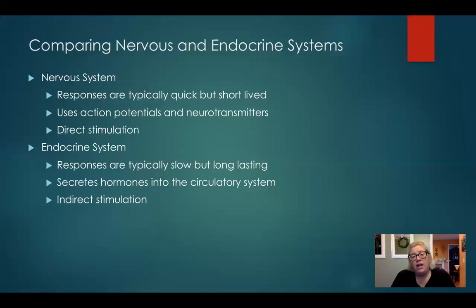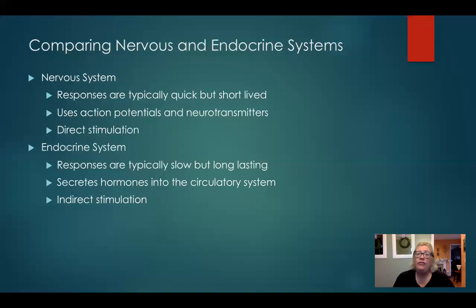And sometimes even the hormones need to be built up to a certain level before an actual change can be seen in the body. However, once they get up to a certain level, they're going to be sustained for a long period of time in the blood. So, endocrine system response is going to be typically slower, but it's going to be much longer lasting. Unlike the nervous system, it doesn't work by action potentials. It's going to work by the production of these hormones that we talked about. We're going to talk about these hormones that are going to move through the circulatory system.